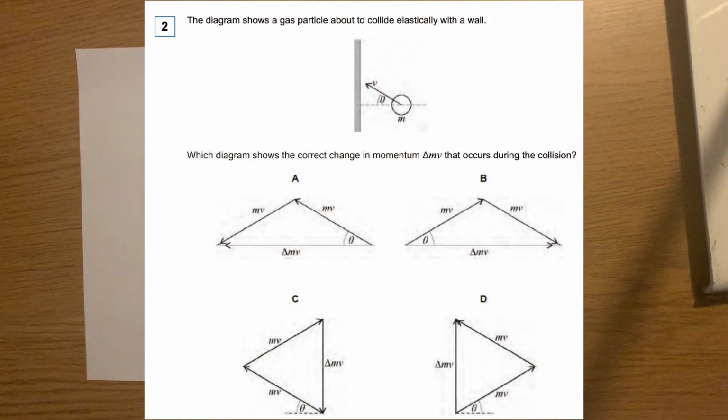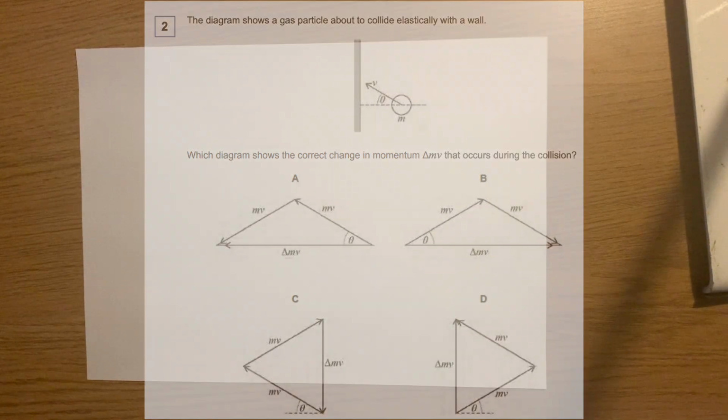So here, I'm going to answer this momentum question that you can see. It says, the diagram shows a gas particle about to collide elastically with a wall. Which diagram shows the correct change in momentum that occurs during a collision? So, diagrams are always helpful here.